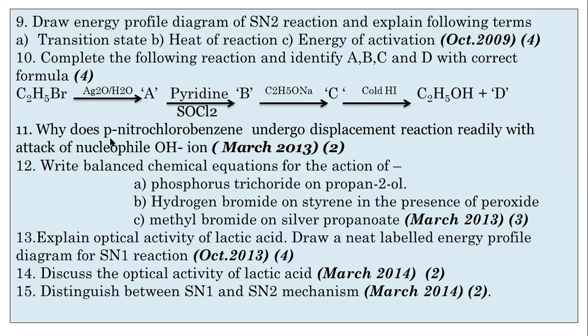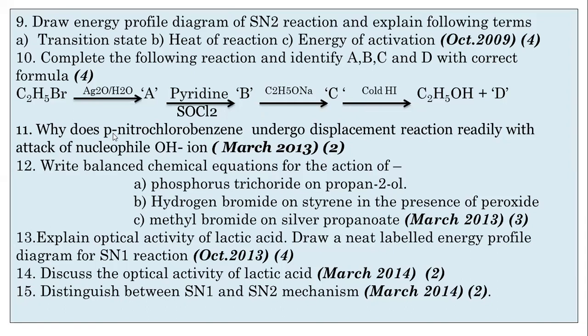Then question number 11 is given. Why does para nitro chlorobenzene undergo displacement reaction readily with the attack of nucleophile OH minus ion? This question was asked in March 2013, for 2 marks. So read the question carefully. We have to draw the structure of this para nitro chlorobenzene.